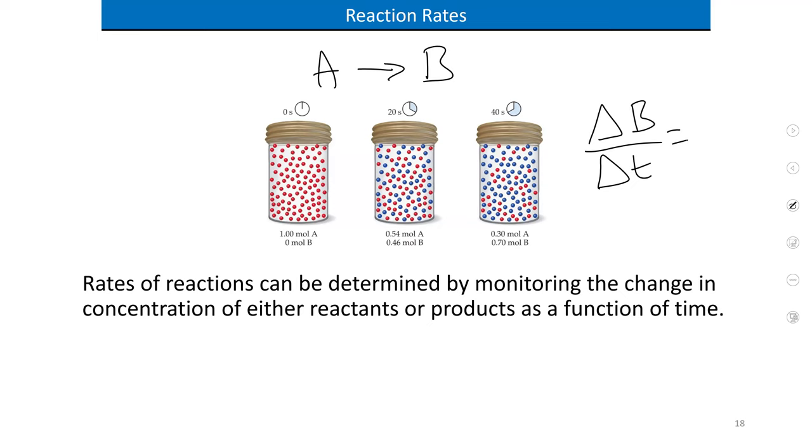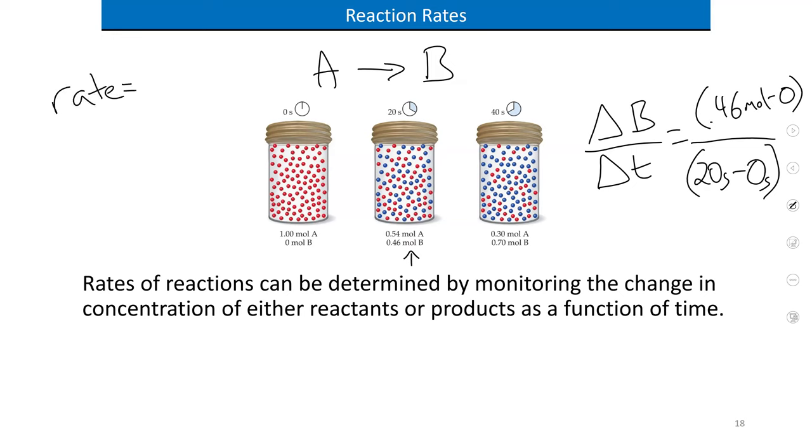So final, we say final, but really we mean at the later time, 20 seconds. So it's going to be 0.46 moles minus concentration originally, which was 0, over final time, 20 seconds, minus the initial time, which is 0 seconds. So rate equals 0.023. What are our units on it?